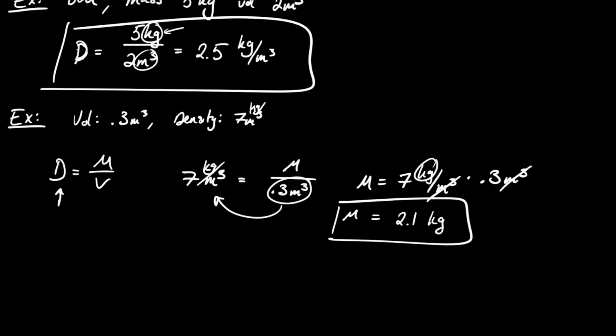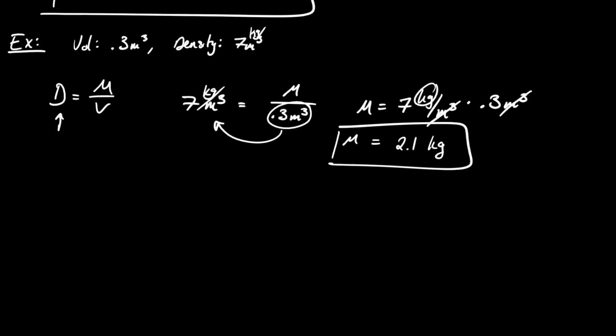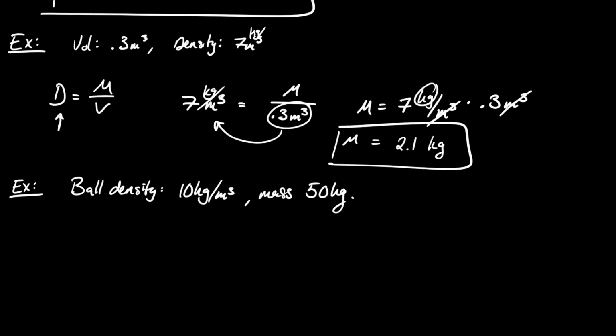All right, let's do a third example where we're given the final pair. Now again, this is because density is used as really the first numerical thing you do in physics, so it's really good to get all the examples you can out of it. All right, let's say this time we're given the density. So the ball density is going to be 10 kilograms per meter cubed. And mass is going to be 50 kilograms. What's the volume is going to be the question.